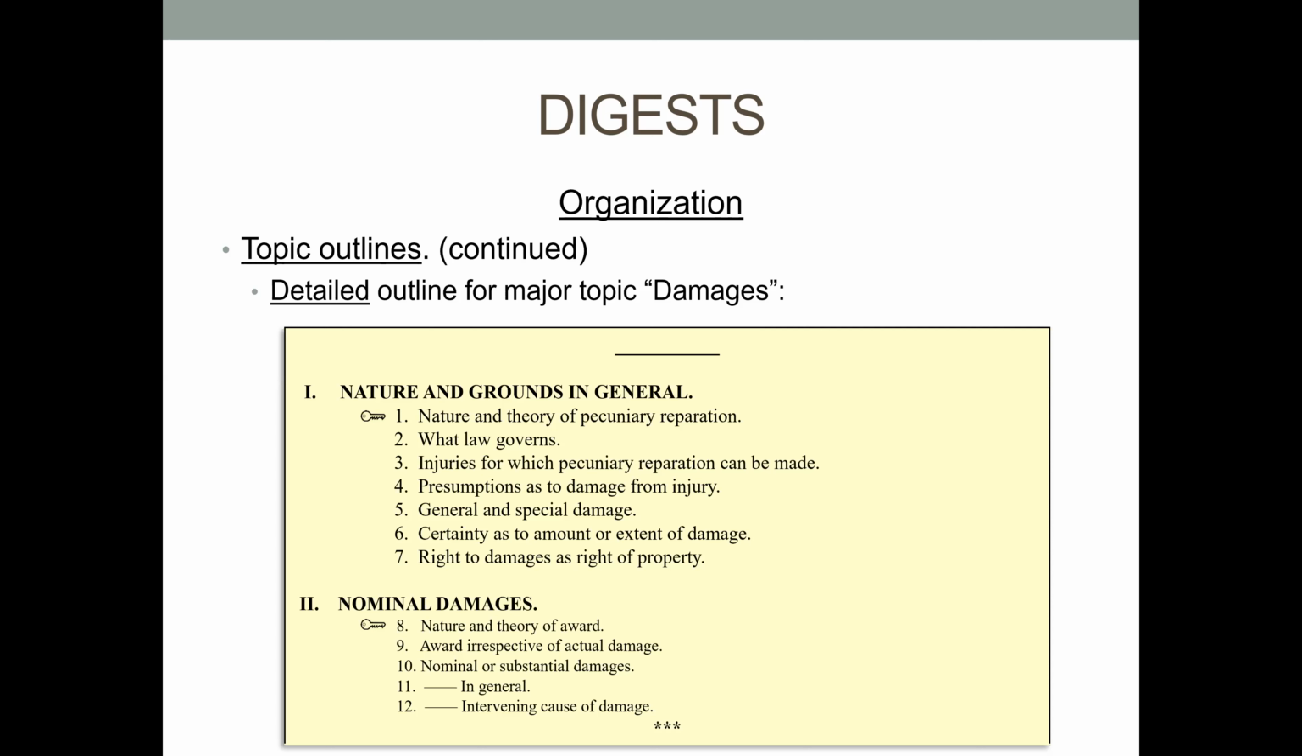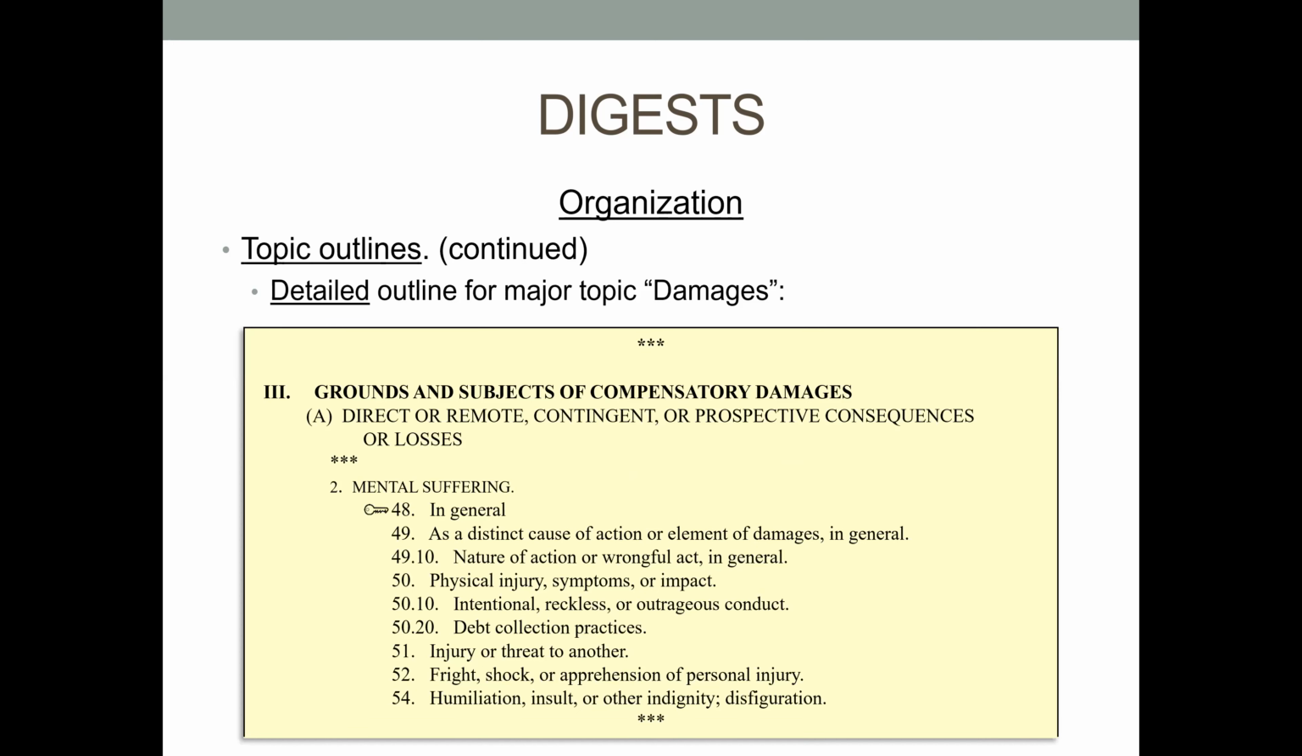So when you know their key numbers, because you have the key symbol up at the top of the list to indicate these are the smallest subtopics, and they just keep going in sequential order throughout the major topic of damages. And then you keep going, and here is Roman numeral 3, grounds and subjects of compensatory damages. That's where we started focusing when we were looking at the overall subdivision of the major topic damages earlier.